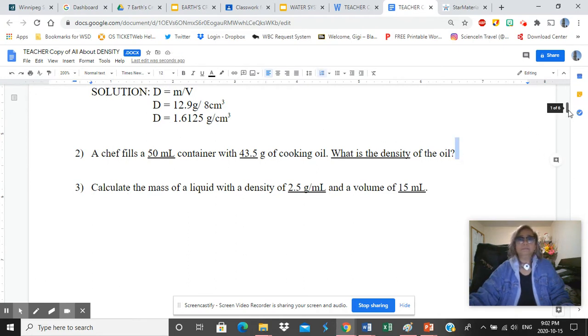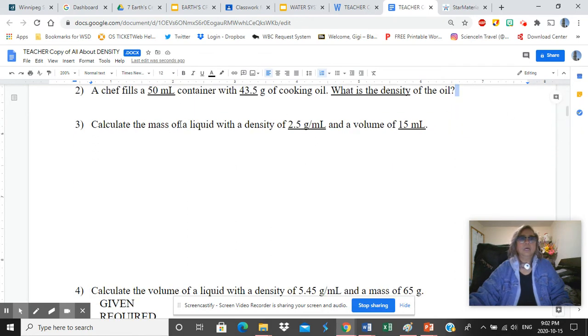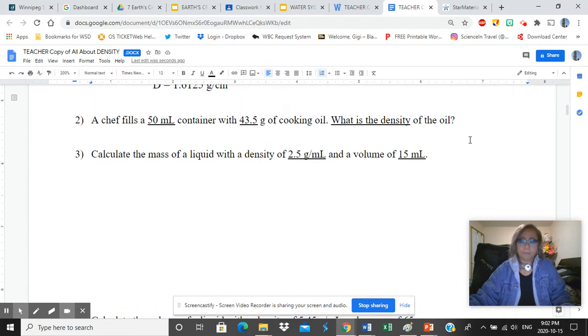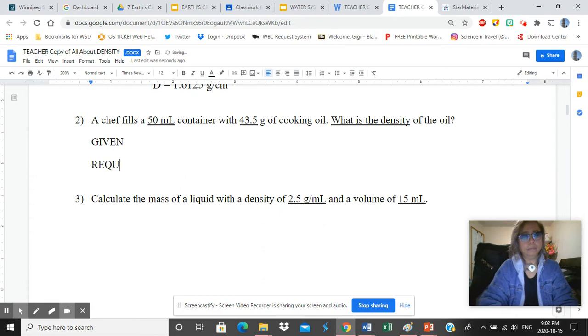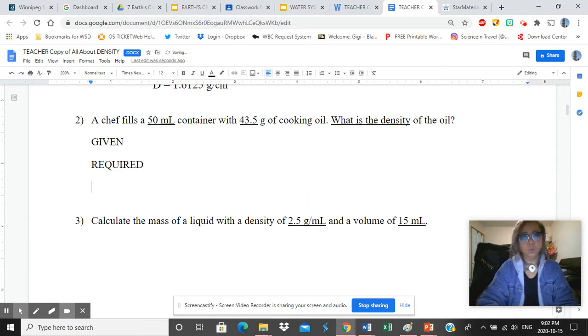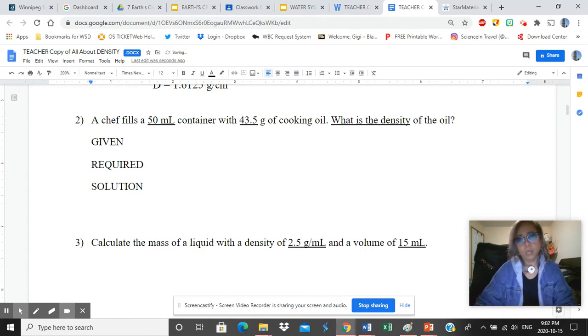what do we have here? A chef fills a, okay, the first step, what's the first step always? Write down, type down given, required, solution, okay? This will earn you 1 mark.